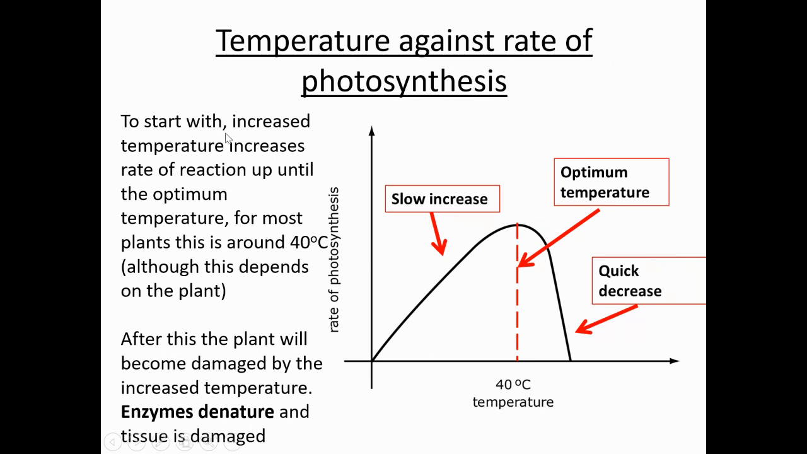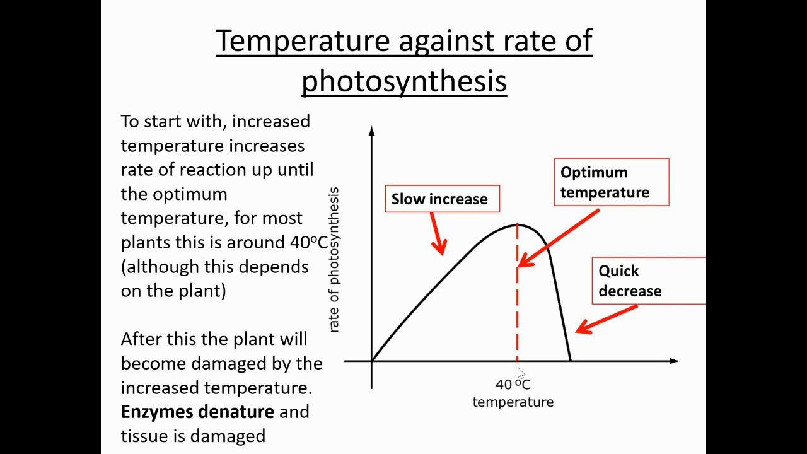So to start with, increased temperature increases the rate of reaction all the way up to the optimum temperature. For most plants, this is around 40 degrees C, but it does depend on the plant. Please remember that. After this optimum, the plant can become damaged by the increased temperature.